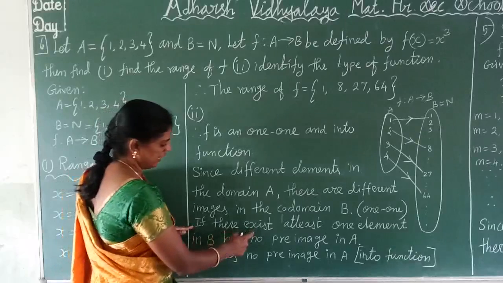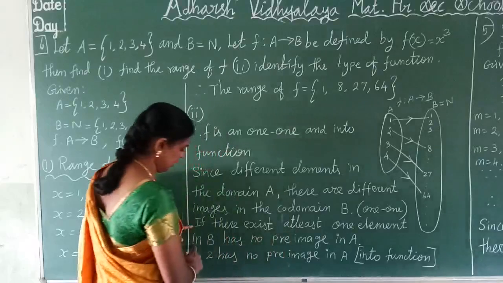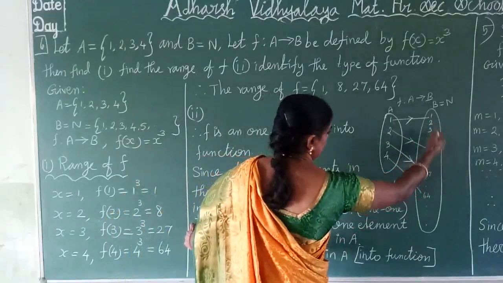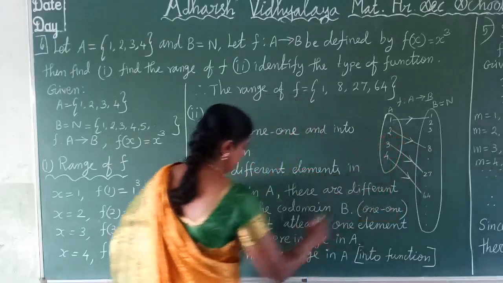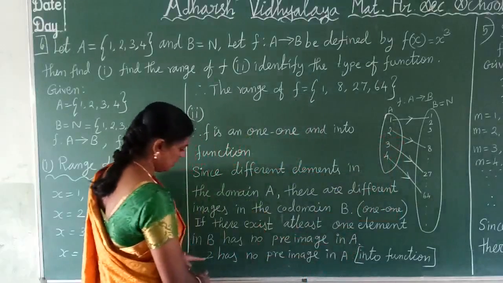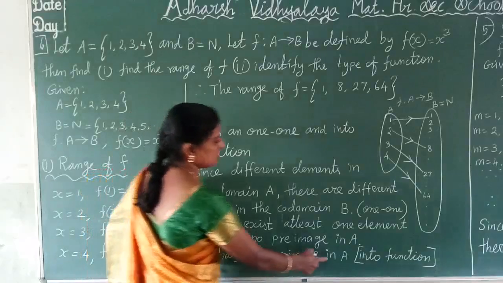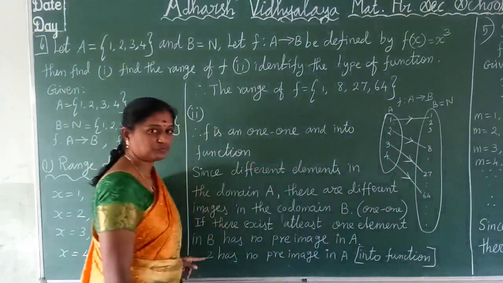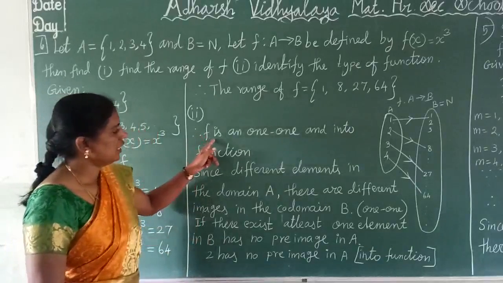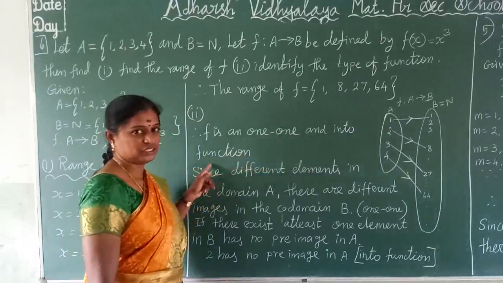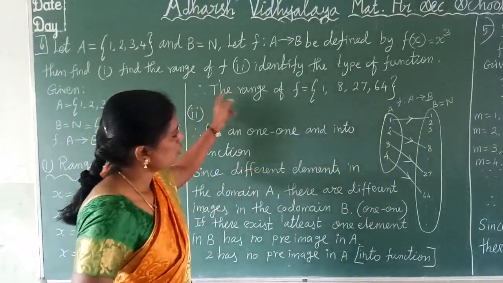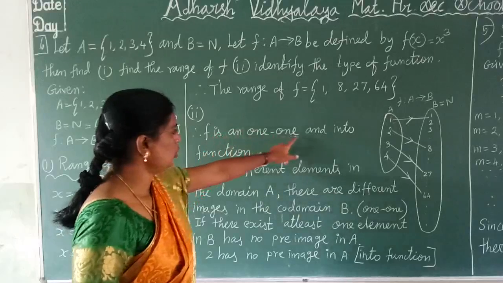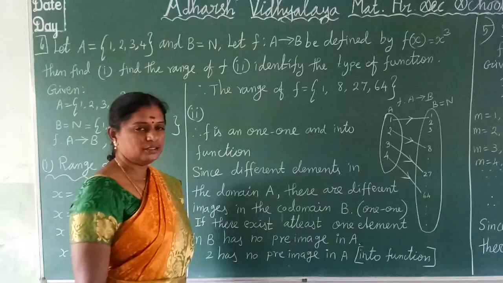Another one: there exists at least one element in B that has no pre-image in A. Yes, here 2 and 3, these remaining elements have no pre-image in A. For example, 2 has no pre-image in A, and 3 also. Therefore it is an into function. Here, what type of function? f is one to one and into. The range of f is {1, 8, 27, 64}. The type of function: f is a one-to-one and into function. Is it clear? Thank you students.